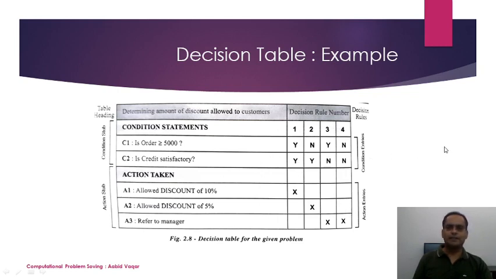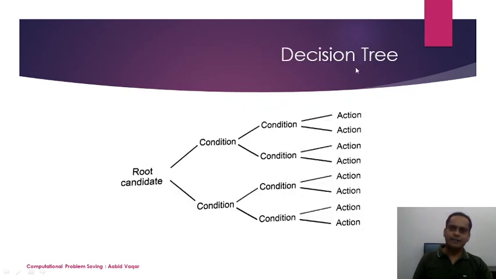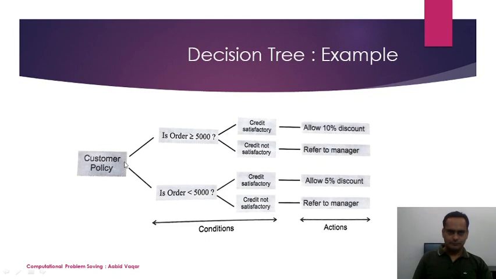Another method of representing decisions is the decision tree. Earlier we used tables for depicting decisions. Now we will be discussing this in the form of a tree. So there is a root, then condition, then sub-condition, and then the action to take. Let's take an example. The basic customer policy is this: if the order is greater than 5000, then the second condition is whether credit is satisfactory, so allow 10% discount.